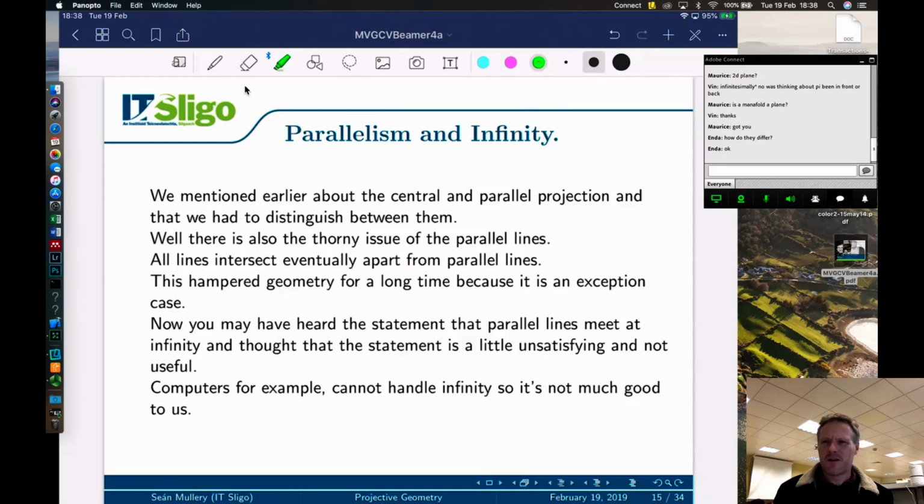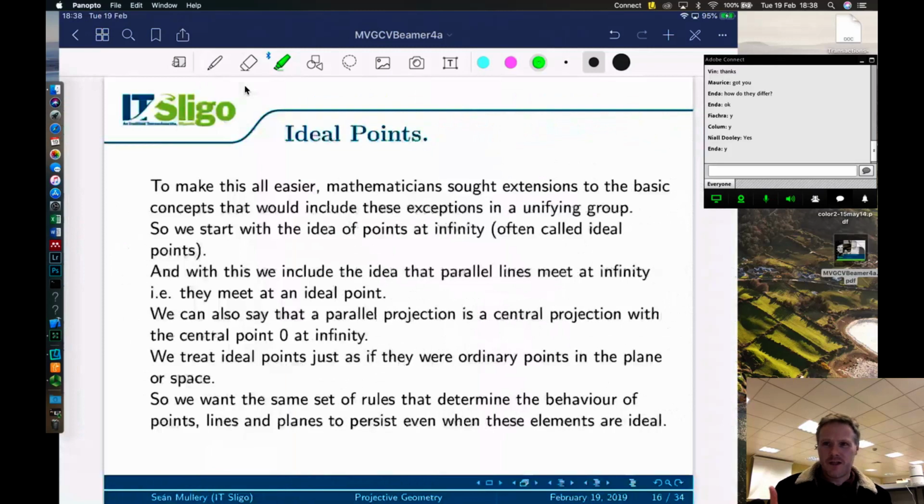Okay, how many people have heard this statement, that parallel lines meet at infinity? I'm sure you've probably come across it in some way or other. Yeah, so I think most people have probably heard it. Okay, so the trouble with it is that that's all fine, but you never get to infinity, and you never see infinity, and therefore you kind of go, that sounds like just a fudge there. So it's a little unsatisfying and not very useful, and it's particularly unsatisfying because, of course, computers, for example, can't handle infinity, so it's not much good to us. Okay, so we need a little bit more.